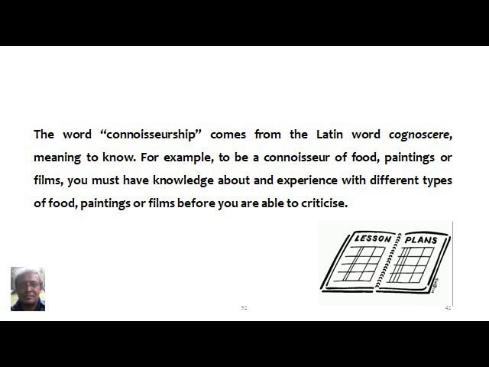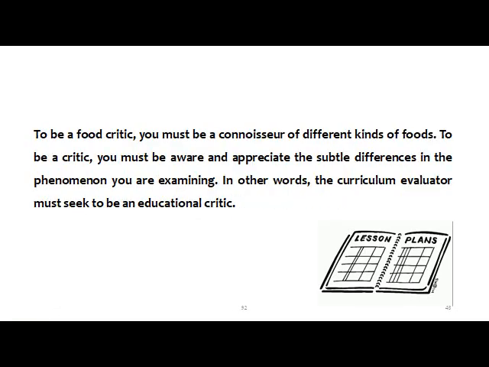For example, to be a connoisseur of food, paintings or films, you must have knowledge about and experience with different types of food, paintings or films, before you're able to criticize. To be a food critic, you must be a connoisseur of different kinds of foods. To be a critic, you must be aware and appreciate the subtle differences in the phenomenon you are examining. In other words, the curriculum evaluator must seek to be an educational critic.